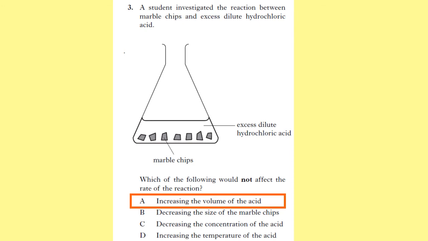And finally, increasing the temperature of the acid. If we increase temperature of the acid, we would increase the rate of reaction because we would give the particles more kinetic energy. They would move faster, they would collide more often, but they would also have more energy. So more collisions and more energy would make the rate of reaction even faster than before.